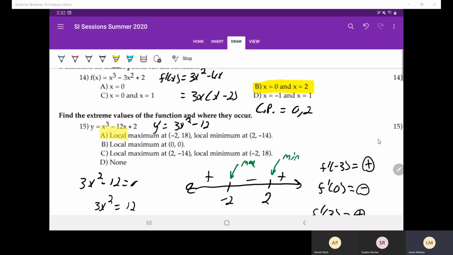So without plugging them in, you can just look at the equations. Normally you'd have to plug these in to the original equation. So you'd have to do y at x equals negative 2, and that would give you 18. And then y at x equals 2 would give you negative 14.